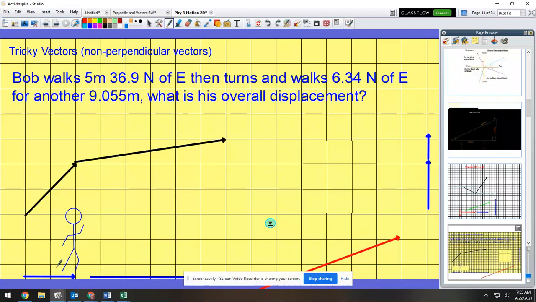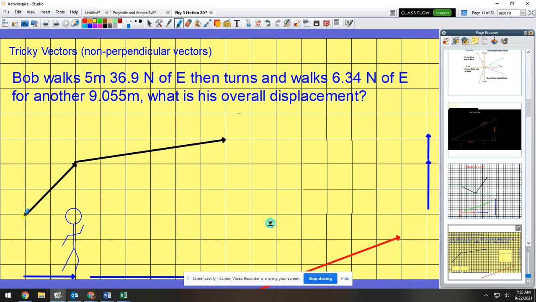Good morning. Today we're working on what I refer to as tricky vectors. So you look at the screen here. Let's just look at our sample problem. Bob walks 5 meters at 36.9 degrees north of east. And then he turns and walks 6.34 degrees north of east for another 9.055 meters. What's his overall displacement?